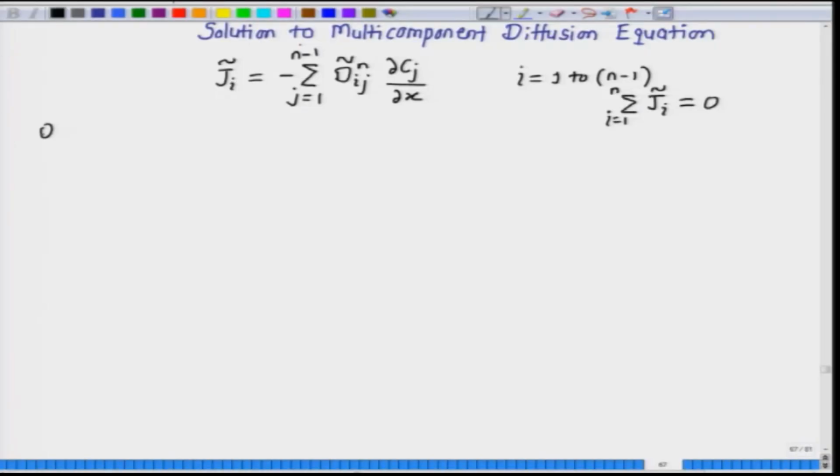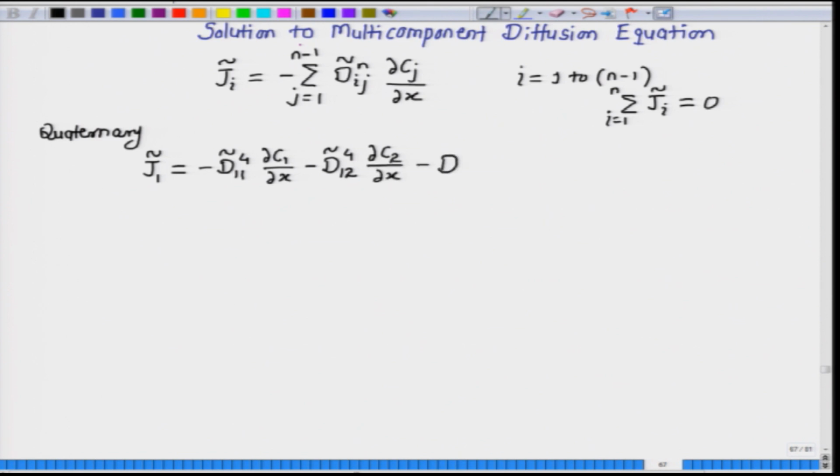So, if we consider as an example a quaternary system, which means there are 4 components, 3 components are independent. So, we can write 3 interdiffusion fluxes. The flux J_1 tilde is given by minus D_11 tilde 4 dou C_1 by dou x minus D_12 tilde 4 dou C_2 by dou x minus D_13 tilde 4 dou C_3 by dou x.